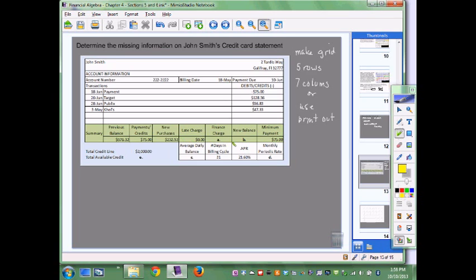So we're trying to find the finance charge, the new balance, the average daily balance, the monthly periodic rate, and the total available credit. All right. In order to do any of that, the first thing we're going to have to find is the average daily balance, because we can't find the finance charge without that, and we can't find the new balance without the finance charge. Or actually, I guess the first thing we find is the month. Well, this is first. These are second.